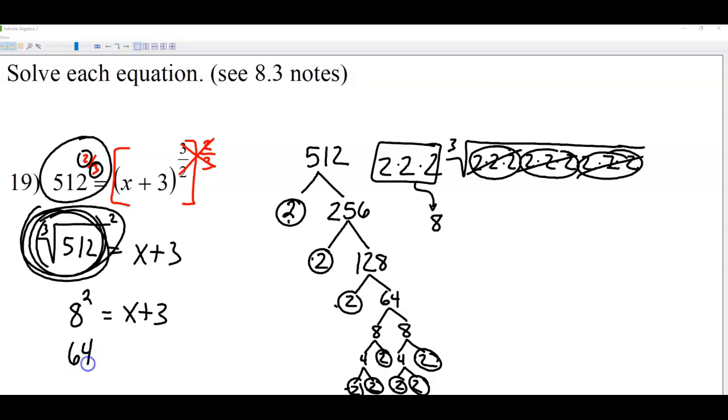All right, next we have 8 to the second power, which is 64. And then finally we'll minus 3 on both sides. And we end up with x equals 61.